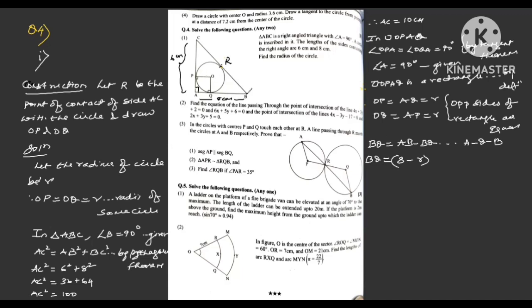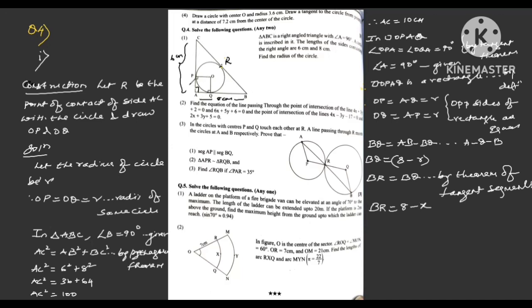Now listen, once you know BQ, you will get BR. BR equal BQ by theorem of tangent segments. So come on, tell me, what will happen, children? Therefore, BR equal 8 minus R.